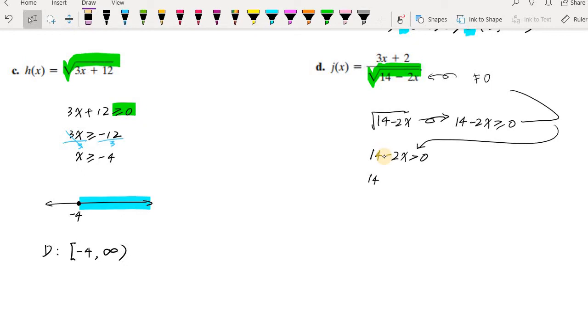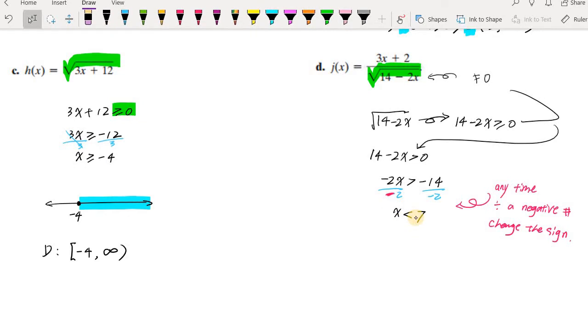We're just going to solve it. You're going to have negative 2x greater than, moving to the other side, negative 14. Then we divide by negative 2. Anytime you divide by a negative number, you change the sign. So we're going to have x less than 7. I wrote it down right here: anytime I divide by a negative number in an inequality, we change the sign. That is where this less than 7 comes from.